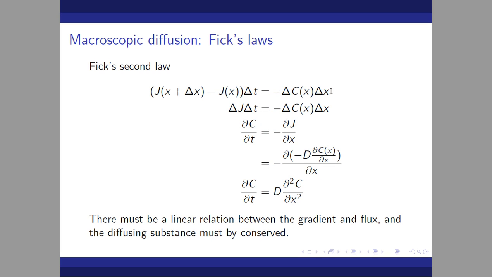So Fick's second law: (Jx plus delta x minus Jx) delta t equals minus delta c delta x. So delta J delta t equals minus delta c delta x. This is just a rearrangement. We have delta c over delta t equals minus delta J over delta x, which equals partial over partial x of D partial c over partial x. So you can see that we have this diffusion equation, or the heat equation in our advanced methods.